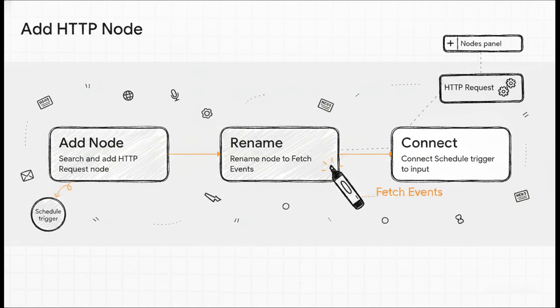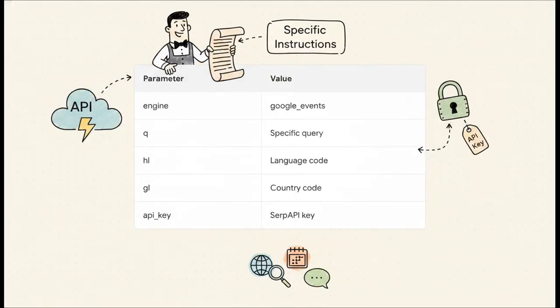new node. Okay, so now we need to configure our smart customer using what are called parameters. Think of these as the highly specific instructions we're giving to our API waiter. We've got engine, which we'll set to Google Events. We have Q, which is our specific query, basically what events do we actually want to find. We have HL and GL, which stand for language and country codes to localize our results. And crucially, absolutely crucial here, our API key. That is our secure authentication credential. Without the key, the waiter simply will not take our order.